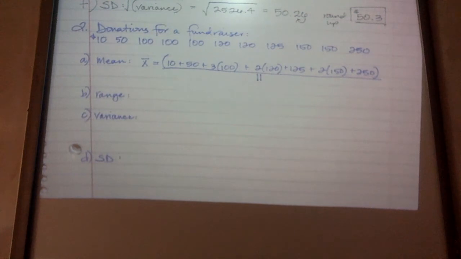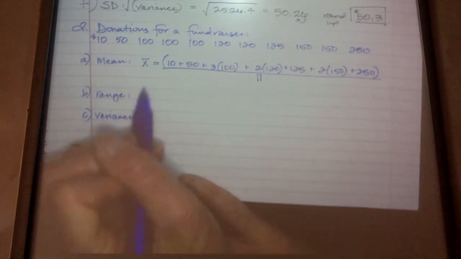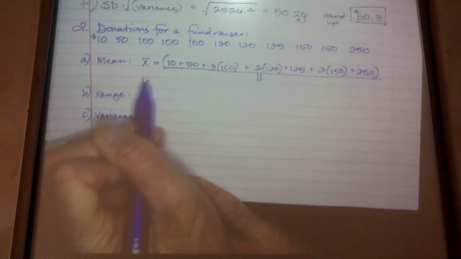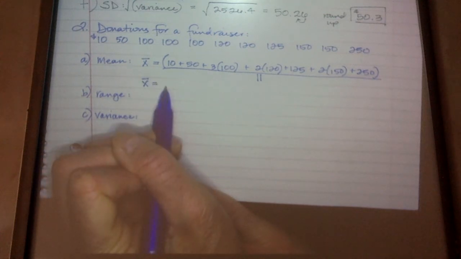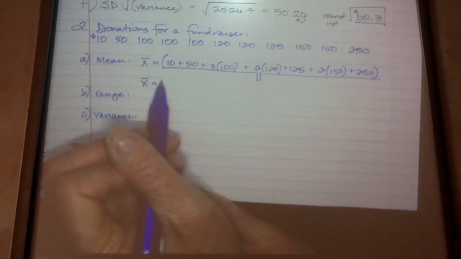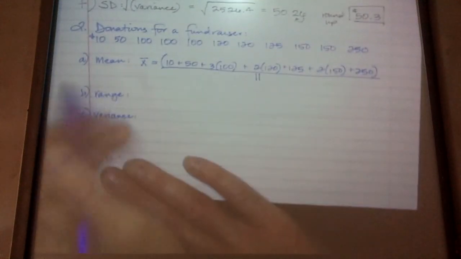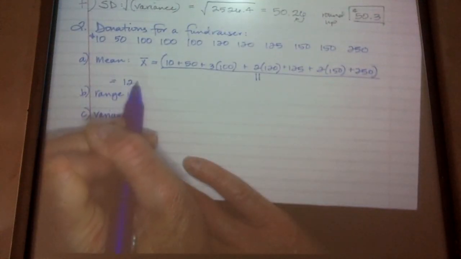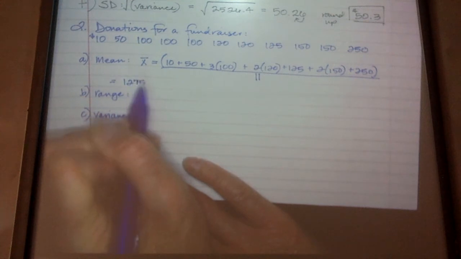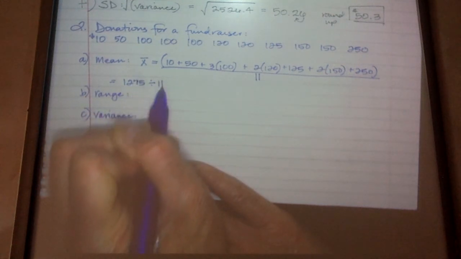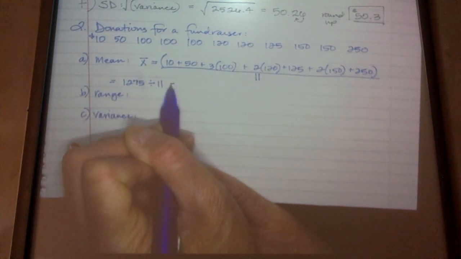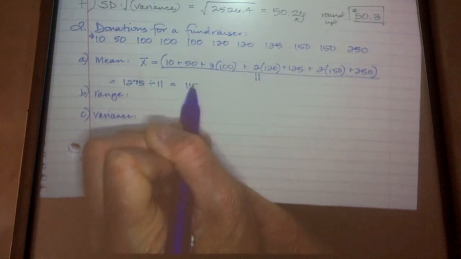So if you want to pause me, you can. I've already done this, so I know that the mean is, I ended up getting, where's my number? I got 1,275 for the sum on top, divided by 11. I ended up with $115.90.